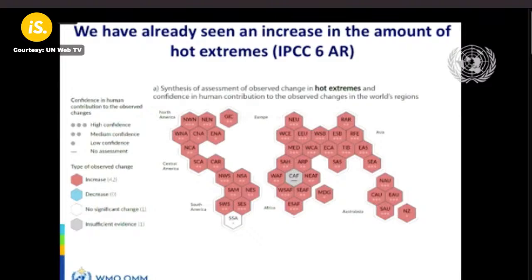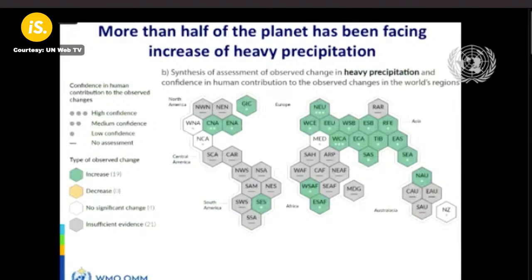But that's a global feature. And if you look at the heavy precipitation, which leads to flooding disasters, you can see that very large parts of the world have seen an increase in the amount of flooding events caused by heavy precipitation, and that's very much the case in Europe, Asia, the southern part of Africa, and some parts of the Americas, especially the eastern parts of the Americas. But there are also many places in the world where this hasn't been observed.